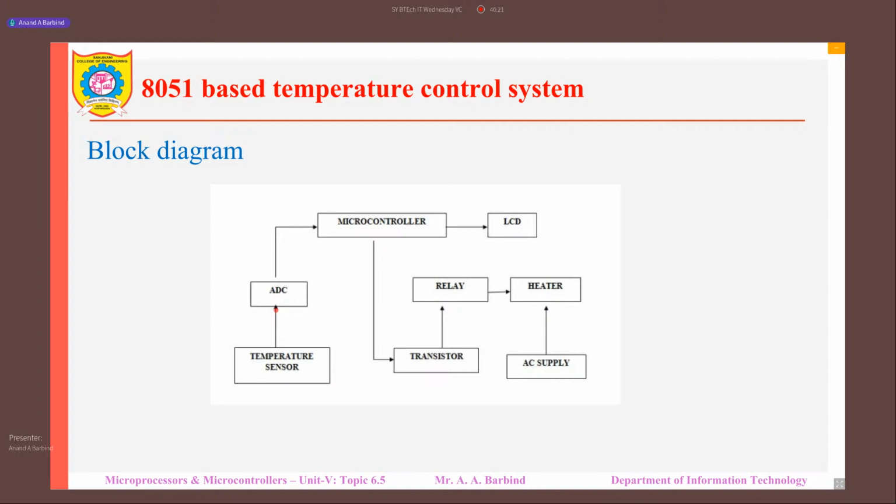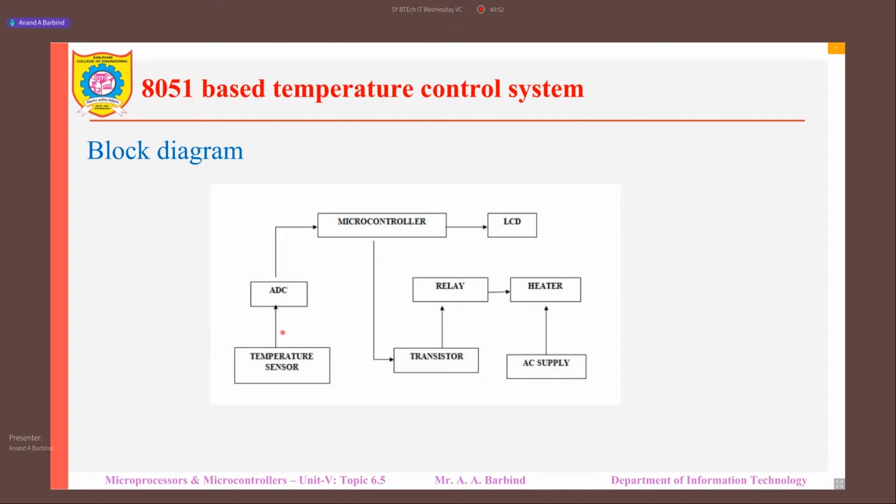Again, many temperature sensors are not linear. That means as the temperature changes from 0 to 100, the output voltage should change from 0 to 5 volt, and if we plot a graph between the temperature and the voltage, then that should be a straight line passing through the origin, that is 0 degrees Celsius and 0 volt.